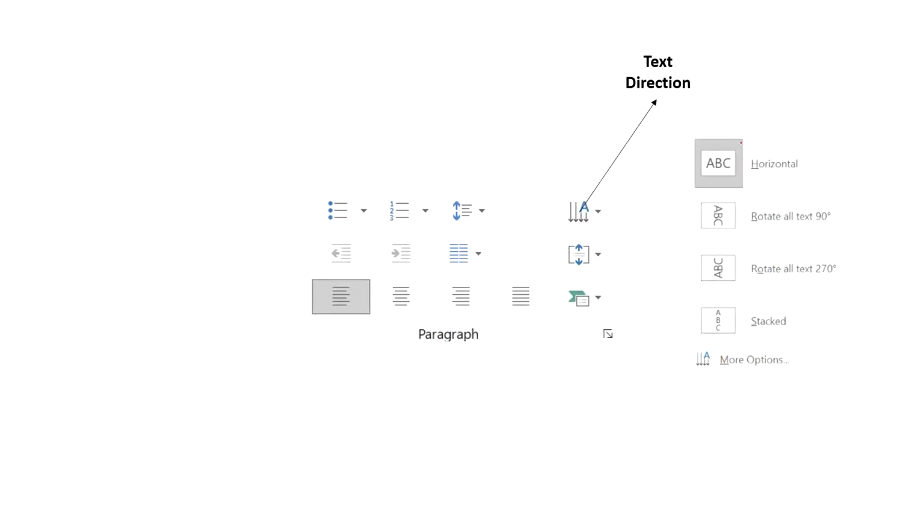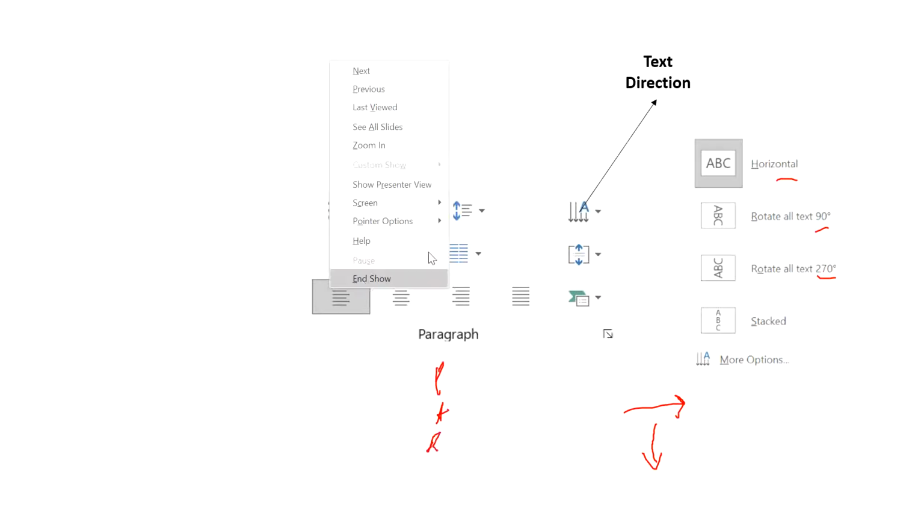This helps you to change it into horizontal. This is the default one. This rotates your text to 90-degree, which is, for example, if your text is in this direction, it will change to this direction. This will be 270-degree, and this is stacked, where you can just get, for example, paragraph written like this, PAR, and so on. Okay, so this is text direction.